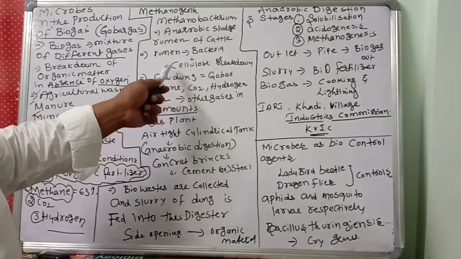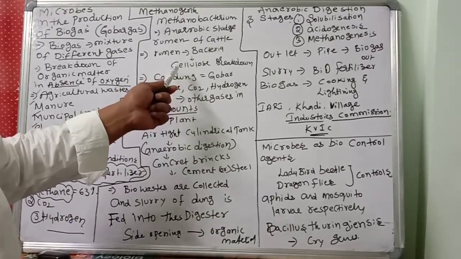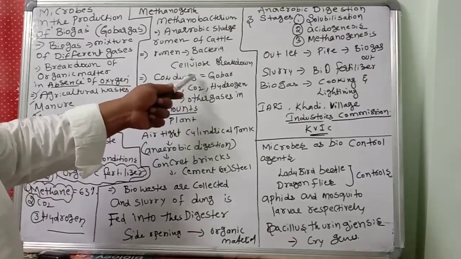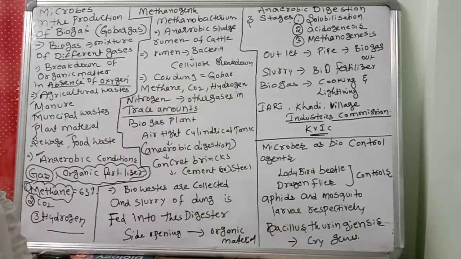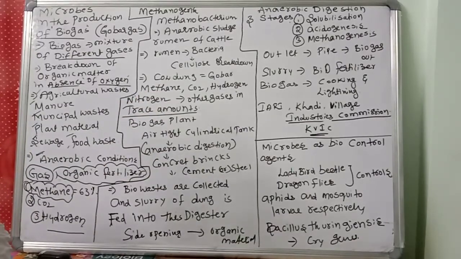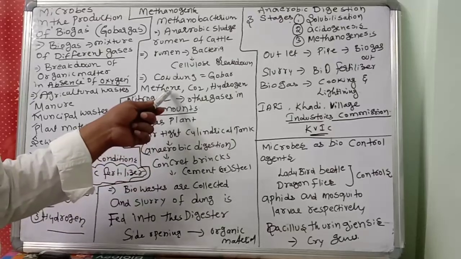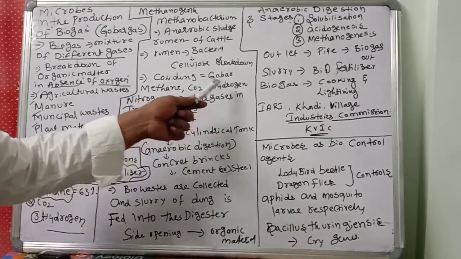So even the cow dung contains what? Rumen material from cattle. Cow dung is called gobar. So gobar is helpful for the production of gobar gas. Methanogenic bacteria produce the methane. So gobar gas contains what mixture did I say? Methane, carbon dioxide, hydrogen.